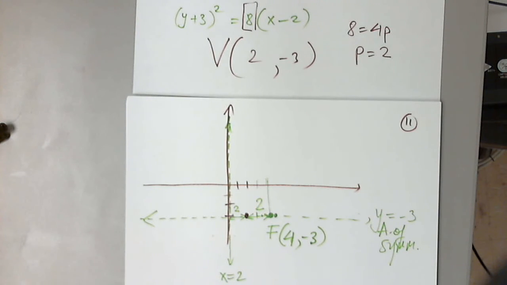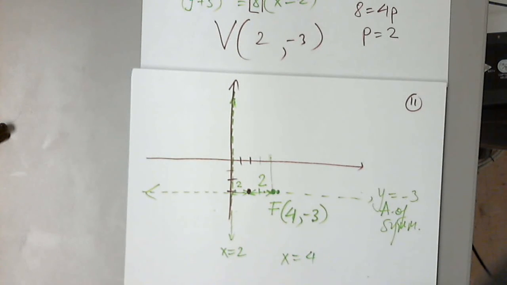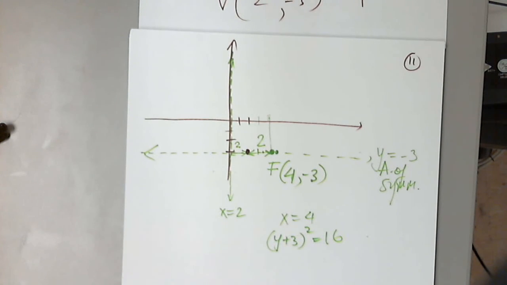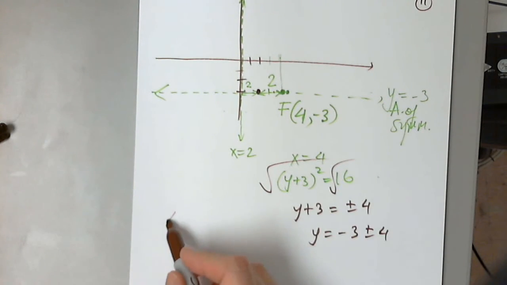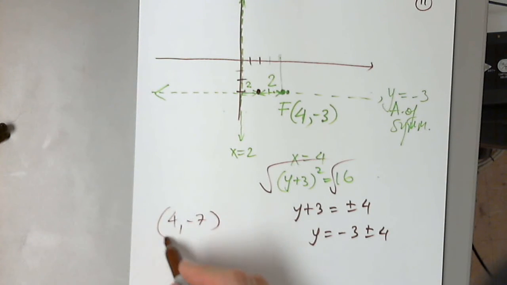So something that we could, if possible, take a square root from. So here's what I would like to plug in. I would like to plug in 4, because 4 minus 2 is 2, and 2 times 8 is 16, and I can take square roots from both sides. That's what I want. So I'm going to say that x is 4, and then y plus 3 squared equals 16, which is nice. Because when I take the square root, I get y plus 3 equals plus or minus 4, or y equals -3 plus or minus 4, and I get 2 solutions. So I get 4 comma -7, and I get 4 comma -1. That's all I want.